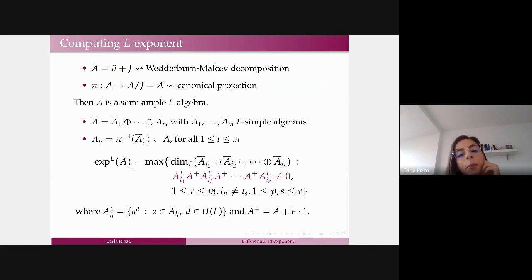Then Gordienko proved that the exponent is the maximal dimension of some of the subalgebras of bar A, where these are the simple components, and they are all distinct, and satisfy this property: this product must be not zero. Be careful, this is really a more complicated action, because we have to take into consideration that the Wedderburn-Malcev decomposition is not L-invariant.